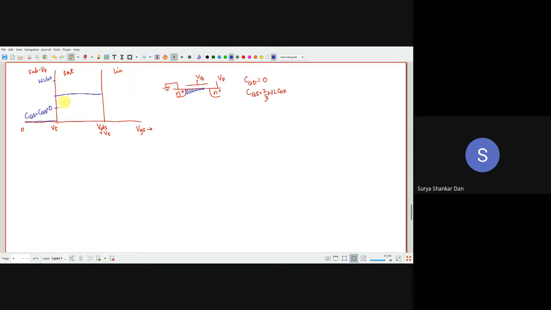So what is on the y-axis? I'm sorry, this is the CG which we are plotting. Total gate capacitance. Okay. So what will be the total gate capacitance? CG will be equal to, इधर से देखो. This is one terminal. This is another terminal. So that will be simply, this is your CGS, this is your CGD. So CG will be equal to CGS plus CGD.